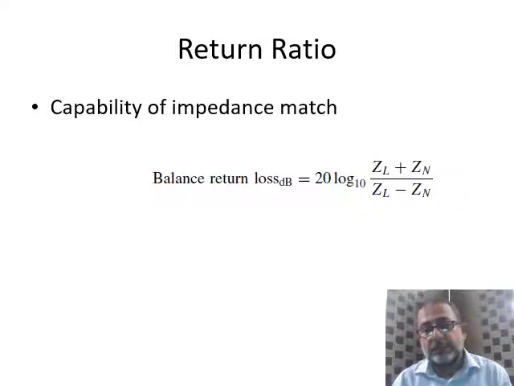Now we need to check how good our terminal set or the hybrid transformer is. It is given by the return ratio, and the return ratio is given as 20 log to the base 10 of (ZL plus Zn) over (ZL minus Zn). ZL is the impedance of the two-wire line, and Zn is the impedance of the balancing net.